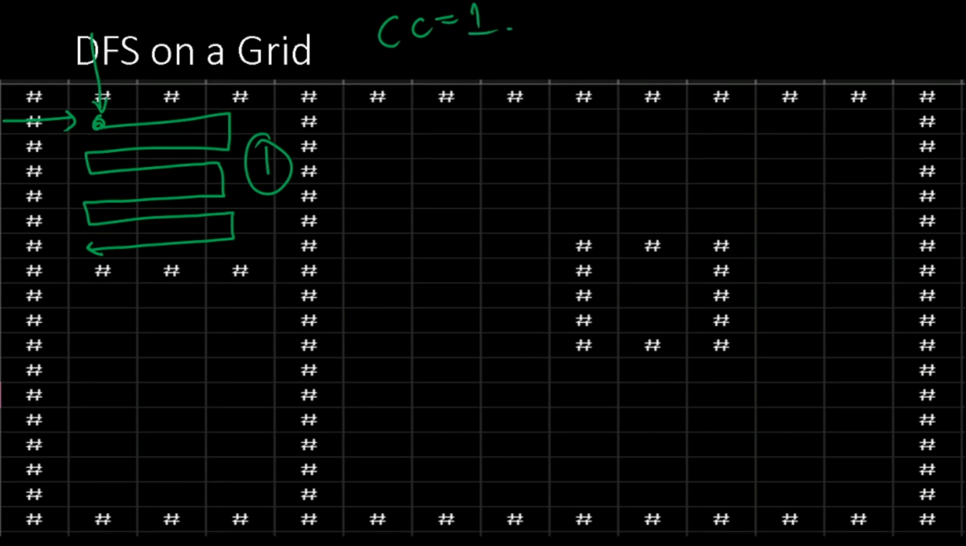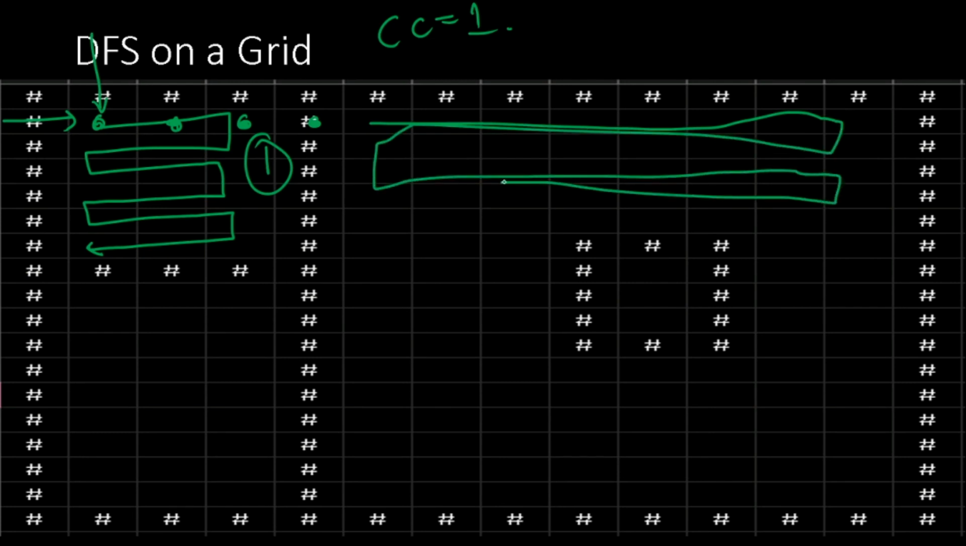Next, after all this, it will come back to location number 2. Location number 2 is already visited. This location would have also already been visited. This location would have also already been visited. Then it will do a DFS here. It will perform a DFS here and scan out all these locations.